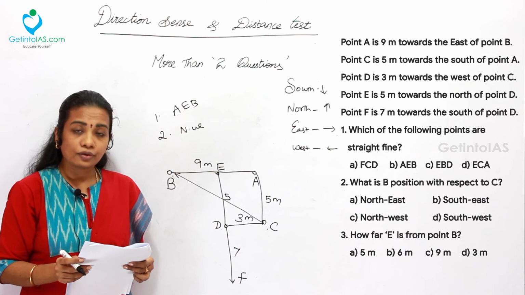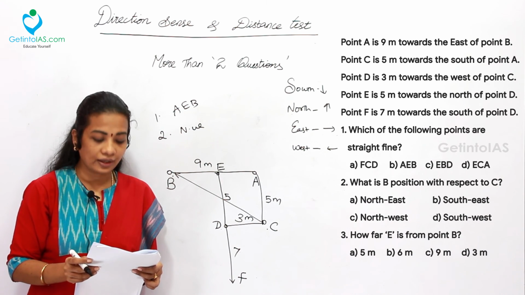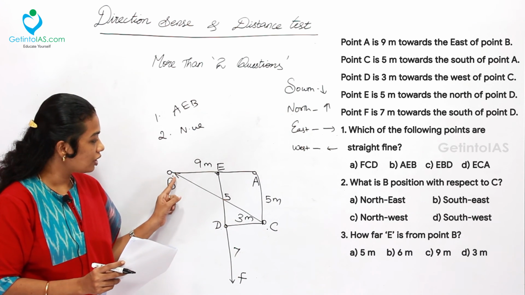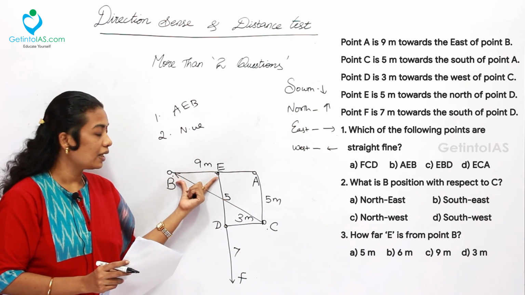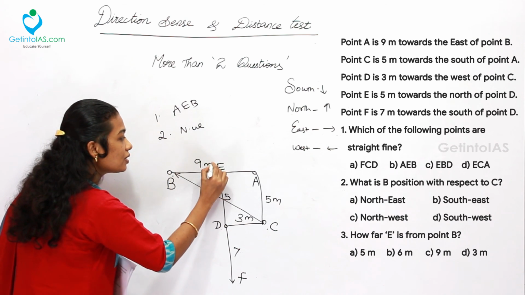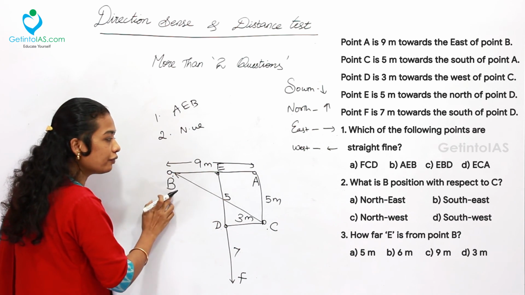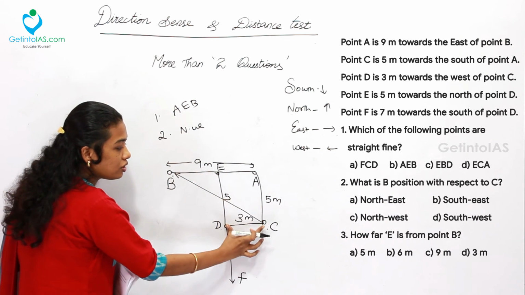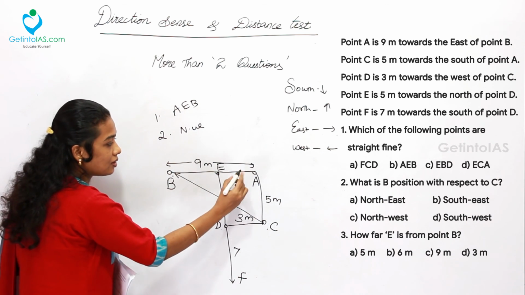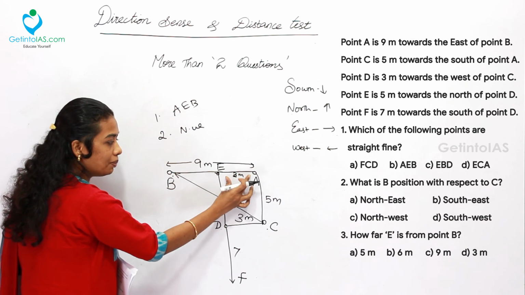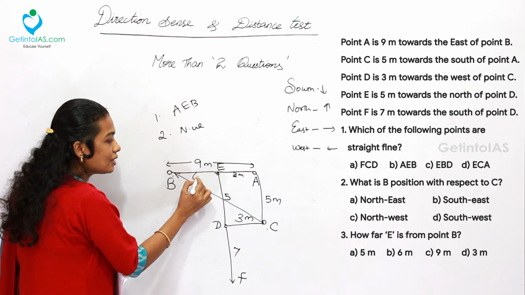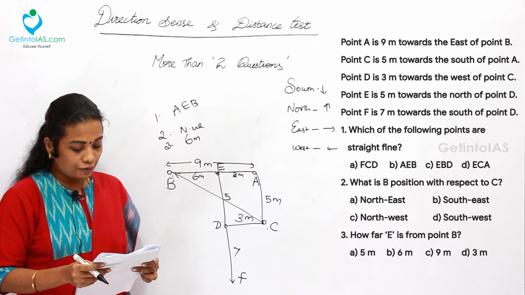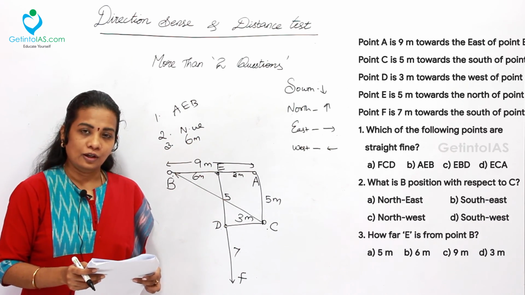What is the answer for the third one? That is how far E is from point B. Where is point B? Point B is over here. The distance between B and E they have asked. Actually this 9 meter belongs to the whole from B to A, right? So B to E we want. For that we want to subtract this 3 meter distance, that is E to A, which is 3 meter. So 9 minus 3, 6 meter. Finally my answer is 6 meter. Option B, 6 meter. That's all.